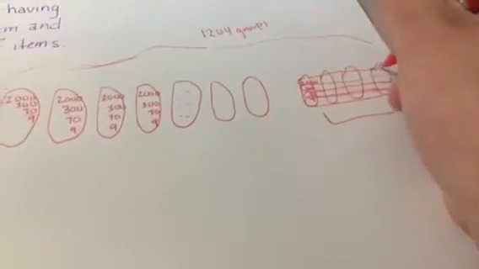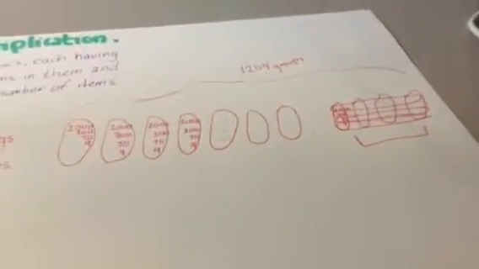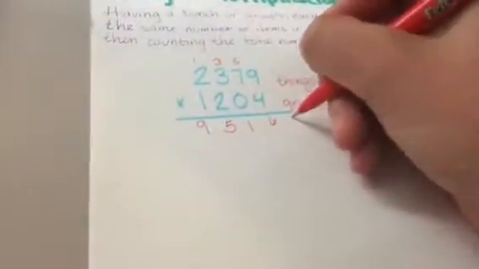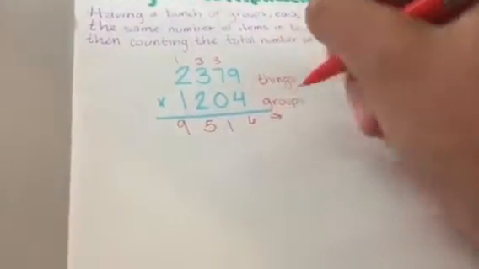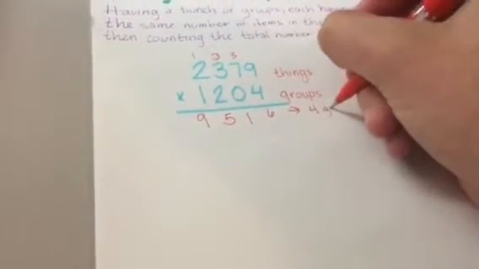I go back to my 4 groups, and now I'm looking at the 1,000 place, which is the 2,000. So I'm going to do 4 times 2, which gives me 8, plus 1, which equals 9. So the number that I got here, which is 9,516, is how much stuff is in 4 groups.